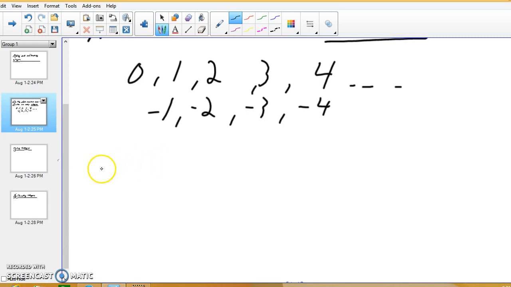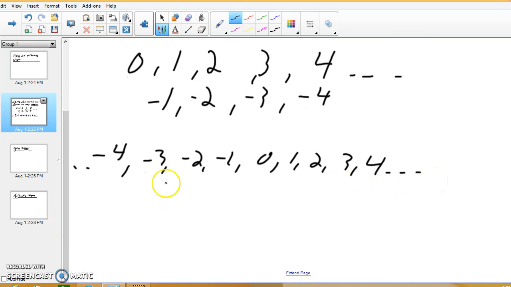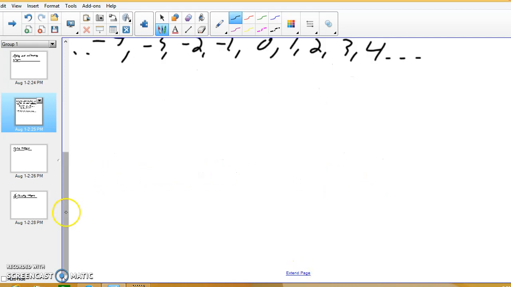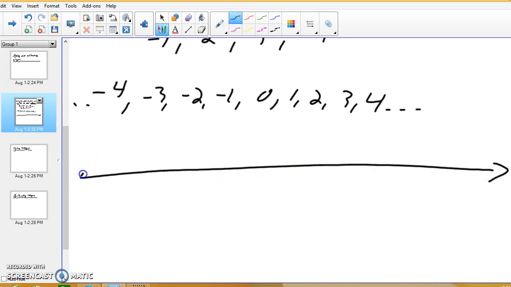So one way of looking at it is negative 4, negative 3, negative 2, negative 1, 0, 1, 2, 3, 4, and so on are all part of the integers. And note how I wrote them out in this situation. I wrote them from their smallest number to their largest number. And obviously the integers go on in either direction, getting larger over here and smaller over here. But I just wrote them out how you would find them on a number line.